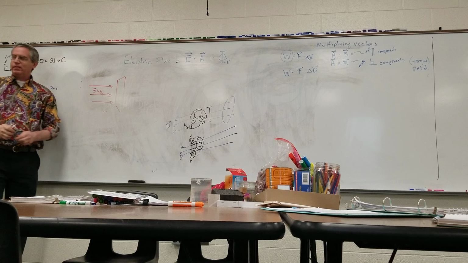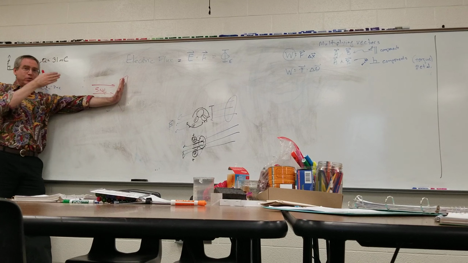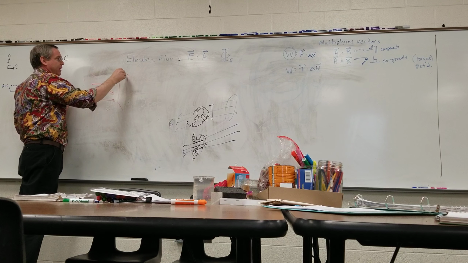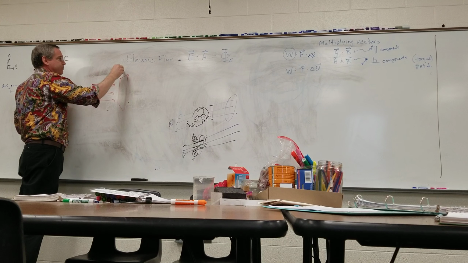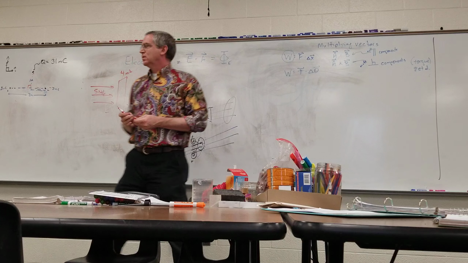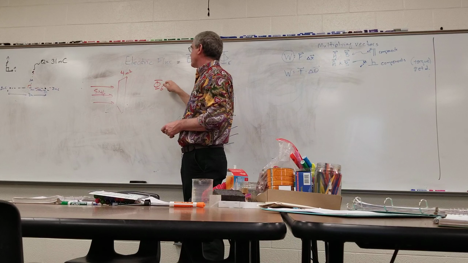My drawing is supposed to be, this paper is perpendicular to the board, the arrows are going straight through it. That's the intent. And I have an area here of 4 square meters. What is the electric flux?